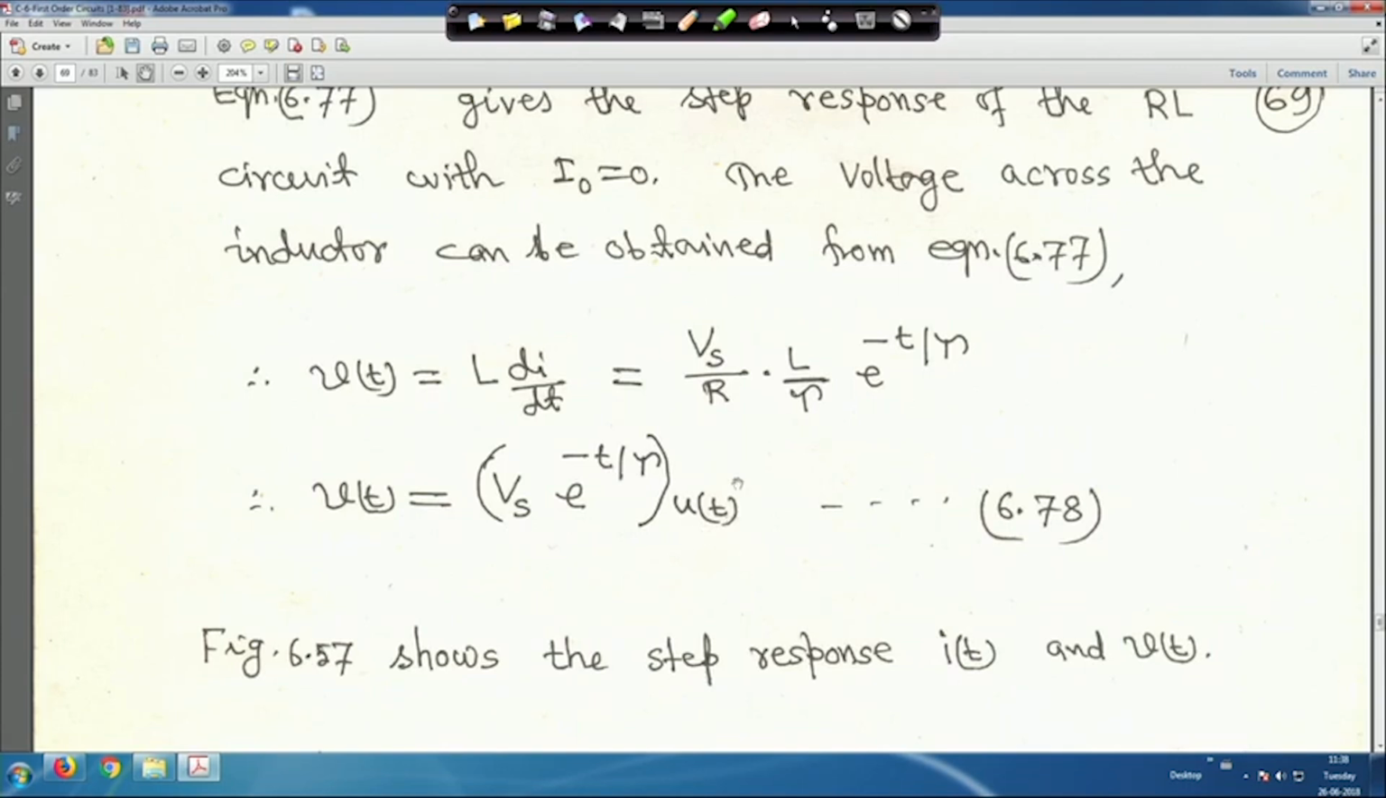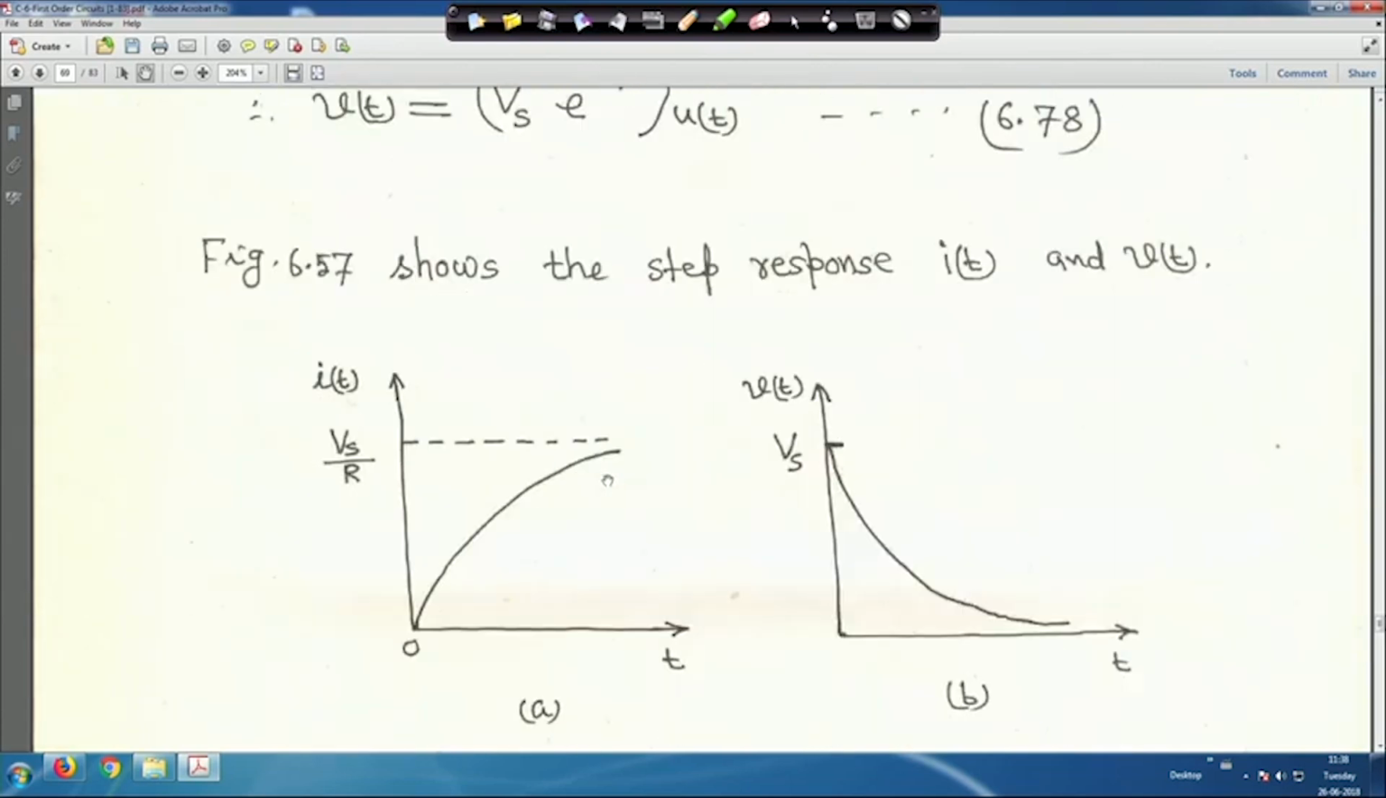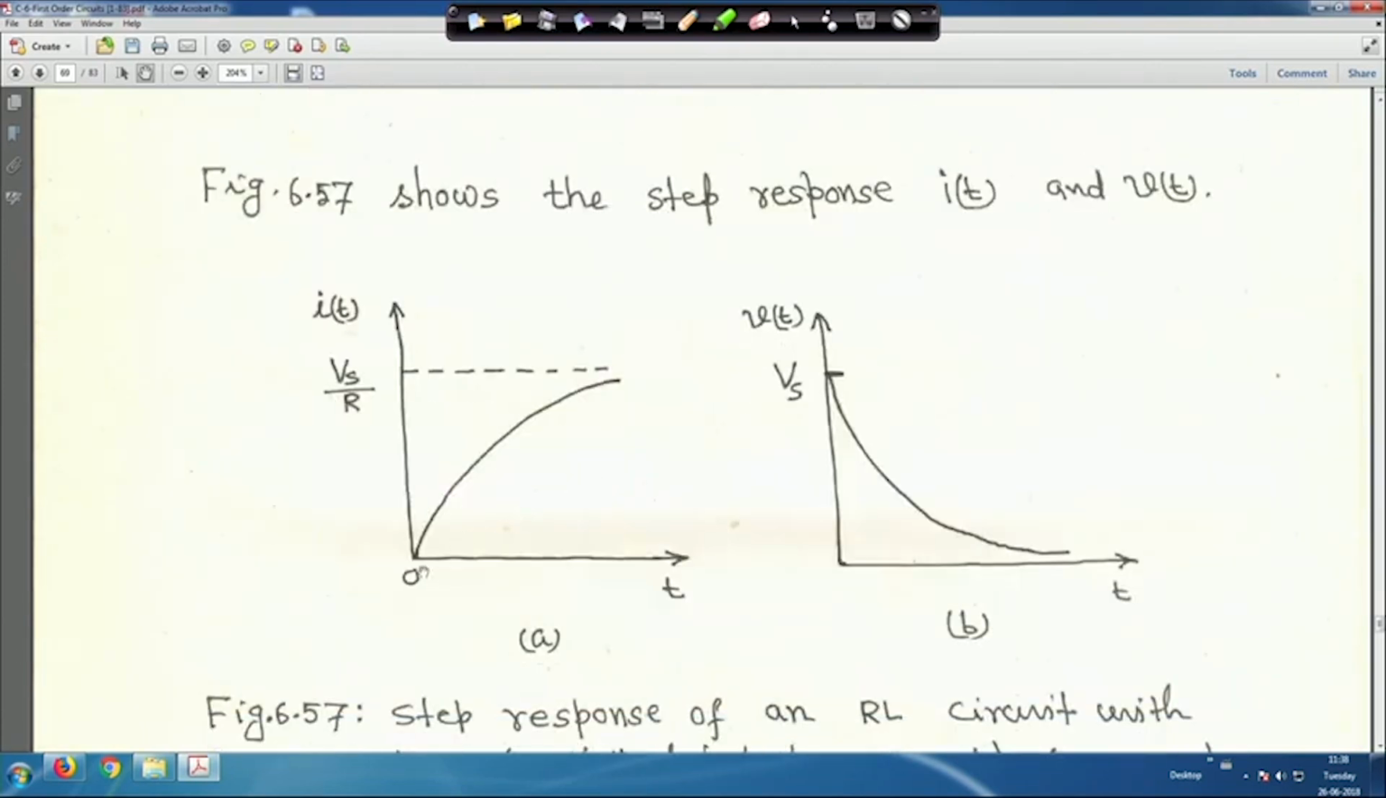That means, for t less than 0, u(t) is 0, so it will be 0, right, and for t greater than 0, u(t) is 1, v(t) will be equal to Vs e to the power minus t by tau, right. So, if you see the step response of I(t) and this thing, when the switch is closed for a long time for the RL circuit, the current is I infinity, that is Vs by R.